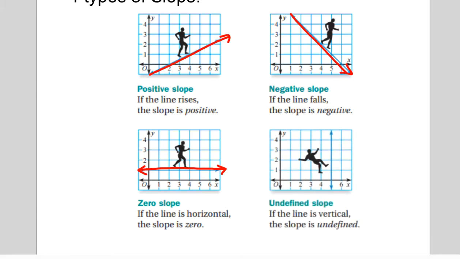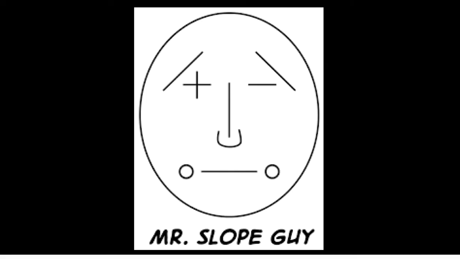And then we have something called undefined slope, and that's going to be a vertical line. We have a symbol that we can also use to represent undefined slope. So 0 with a slash through it. This is another way of looking at the slope. We've got our positive, our negative, our 0, and our undefined.